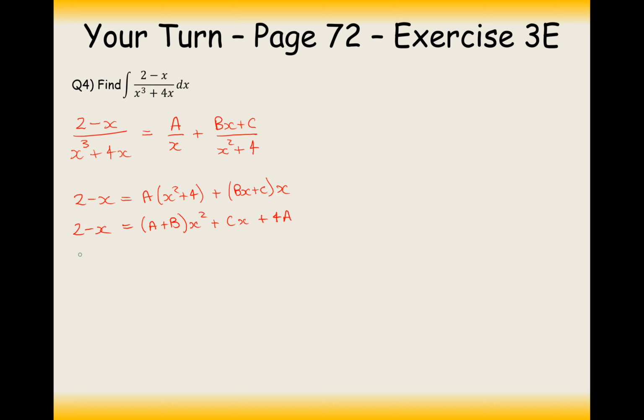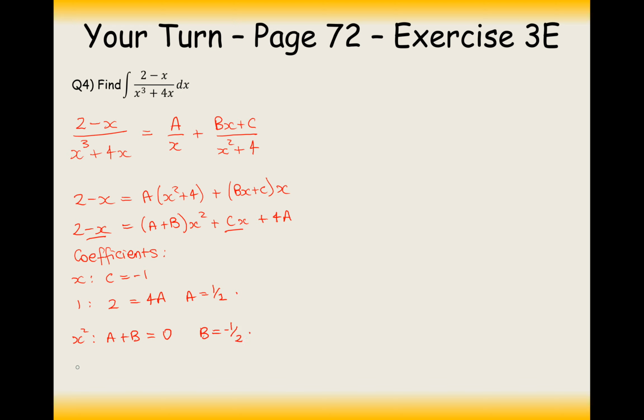So I'll start comparing coefficients now. I'll choose the easy ones to do first. I can see that the x coefficient, c will equal minus 1. That's the coefficient on the x. The coefficient on the constant term will give me 2 equals 4a, so therefore a must equal a half. And the last one to do will be the x squared one. So I'm going to do a plus b equals, there's no x squared term on the left, so that will equal 0. So therefore b will equal minus a half.